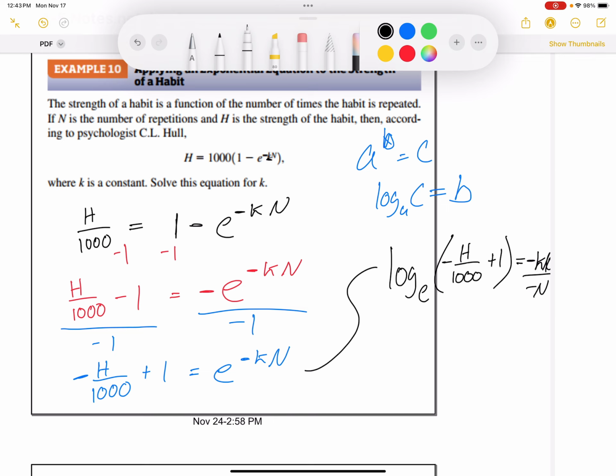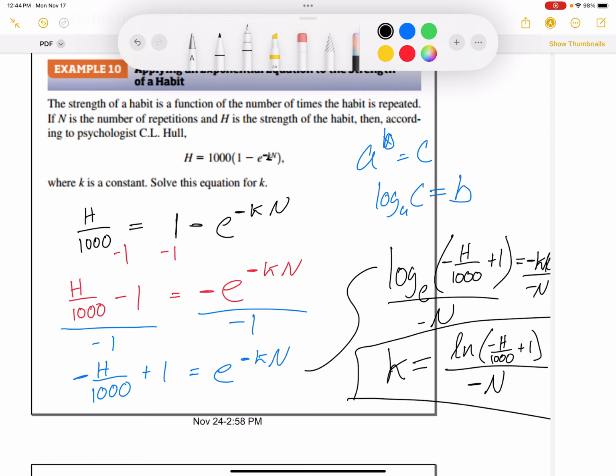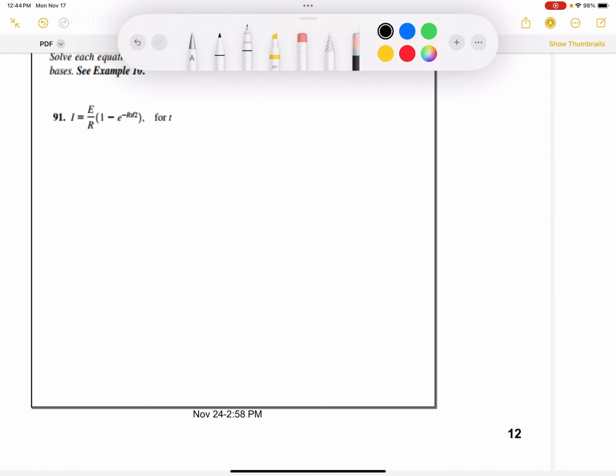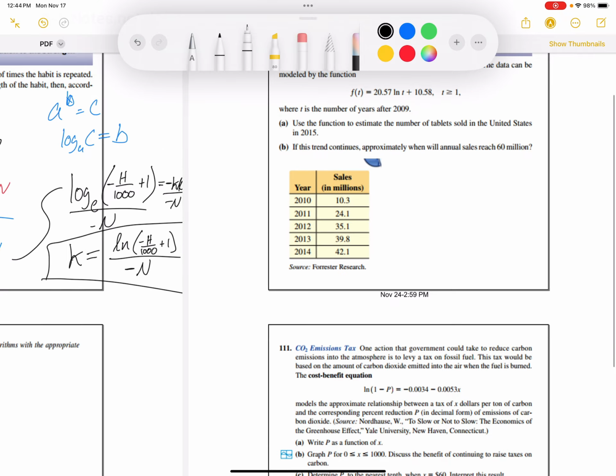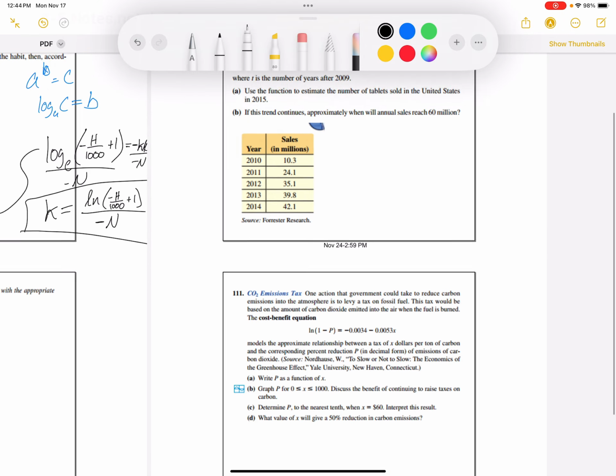Divide by negative n, divide by negative n, and you get k is equal to the log base e, which is the natural log, of negative h over 1,000 plus 1, all over negative n. And this would be your answer. Kind of weird, but probably why I should stop. Let's see what else we got there. I'm going to let it go right there.